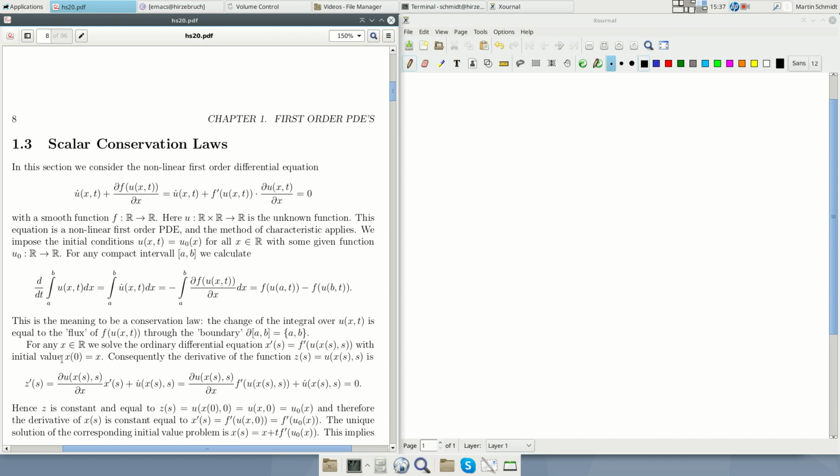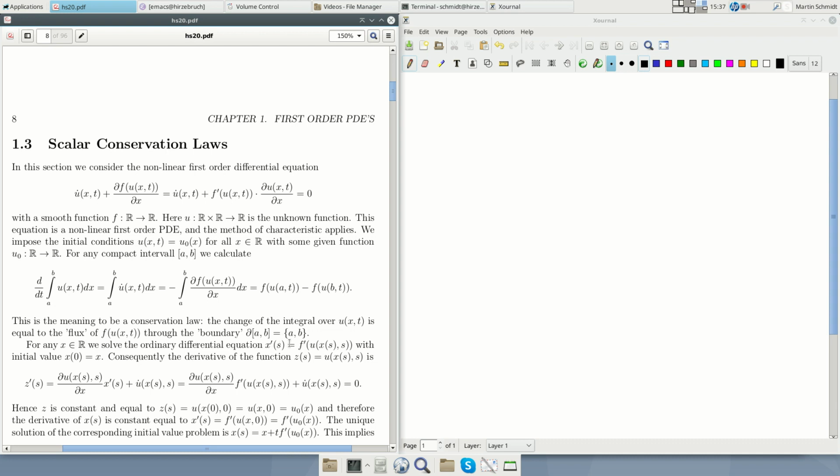Now we want to solve this. Okay, how do we do this? We first solve an ordinary differential equation of this form. This means we have a given ordinary differential equation. We assume that we have already been given a solution.